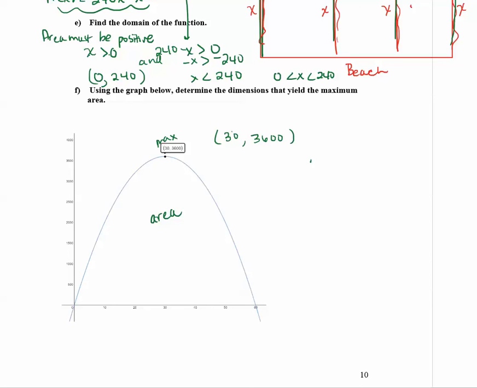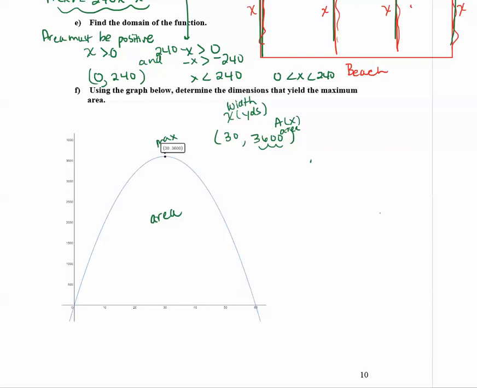So if we identify what these 2 numbers are, the first number is our X, and remember X was our width in yards. Then this other value would be the Y coordinate, but for our area formula it's A of X. So this is our area in square yards. So our maximized area is 3,600 square yards if we choose a width of 30 yards.